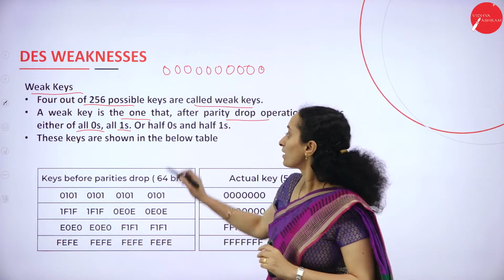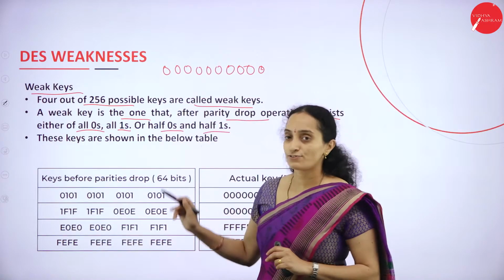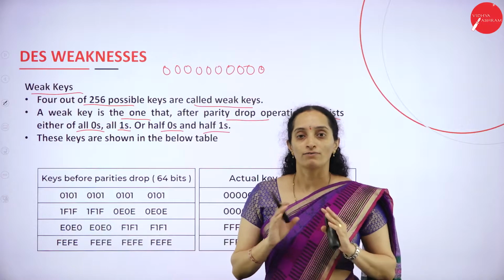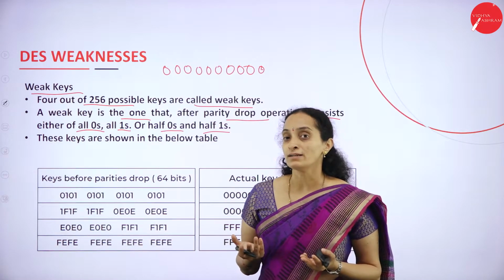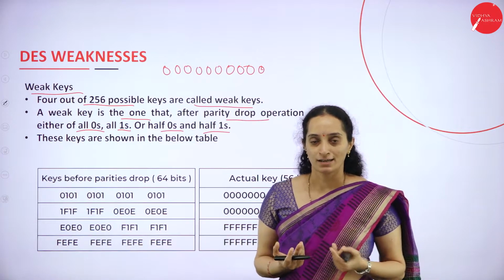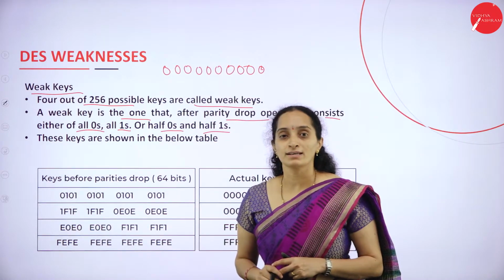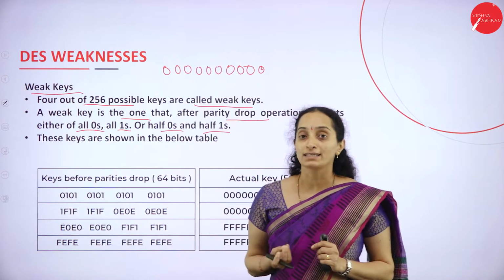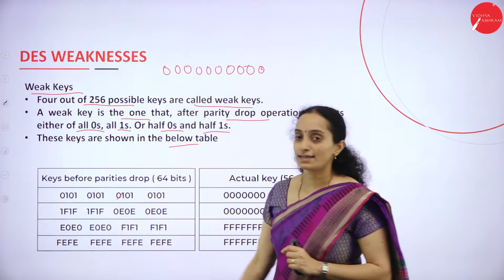Only ones. Or half zeros and half ones. If you have pair of 0 and 1, 0 and 1, or 1 and 0, 1 and 0, it will be again same. Even if you permutate, it won't give you a strong permutation combined, isn't it? So that is called as the weak keys, which cannot be used to encrypt the message. These keys are listed here.